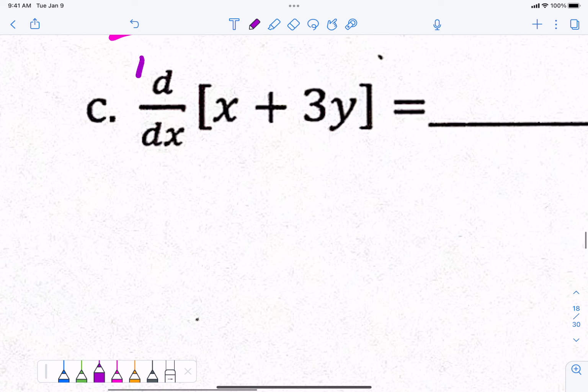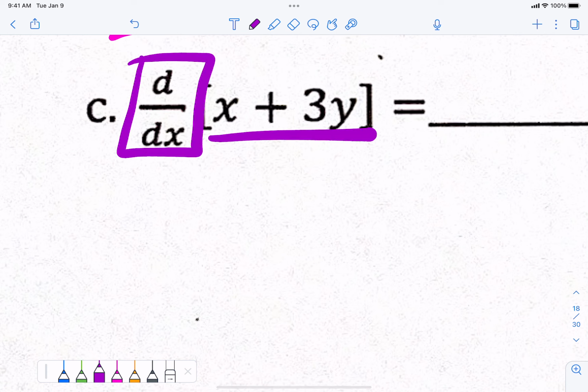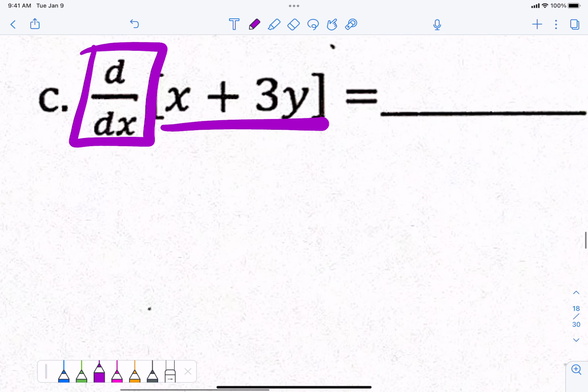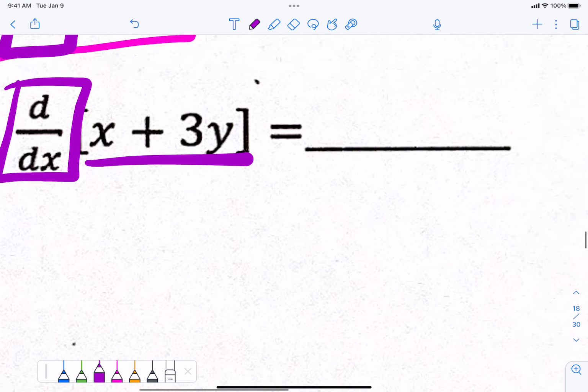This one is saying the same thing. Take the derivative with respect to x of this thing, okay? Now here's the difference. I'm going to go down to C. We're going to do C before we do B. Here's what C looks like.